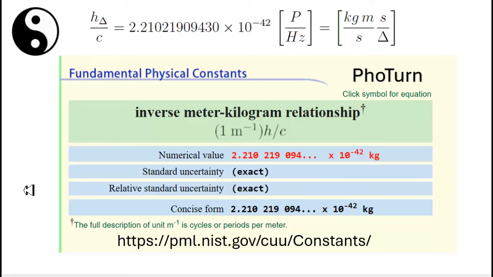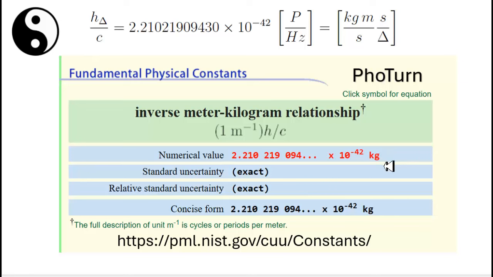But here is the problem I have with the NIST standard. In the NIST standard, they report the units of h over c, and they report the same value I do. So I get the exact same value they do, 2.2102 times 10 to the minus 42. So the values are the same, but they are using the units of kg for this constant.